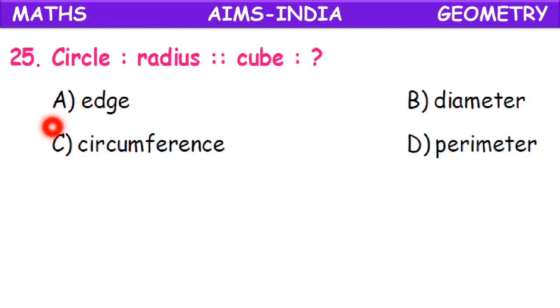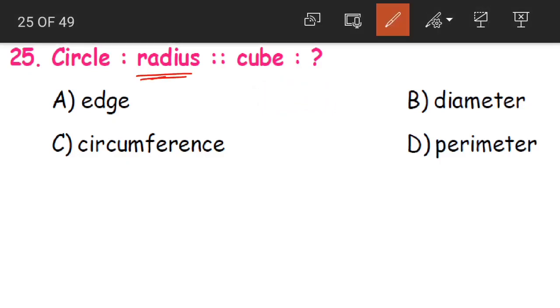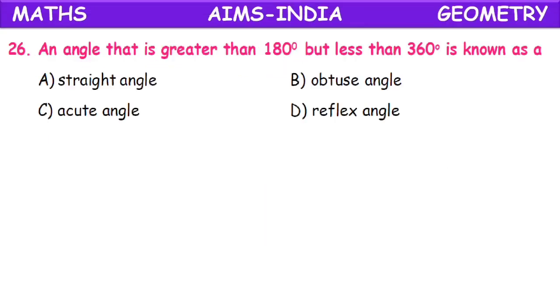Question 25. Circle is to radius such as cube is to dash. We find the radius of a circle, yes or no? Yes. So just like we find the radius of a circle, what do we find for a cube? Edge, diameter or circumference? The correct answer will be edge. For the circle, this is the radius, right? For a cube, what is the edge, children? This line here. Yes, these lines are nothing but the edges of the cube. Just as radius is to a circle, the edge is to the cube. So our answer is option A, edge.